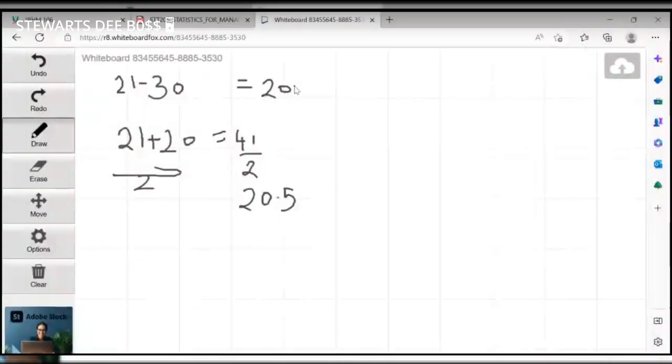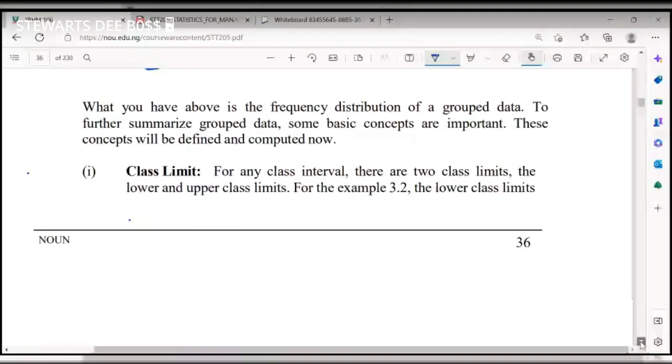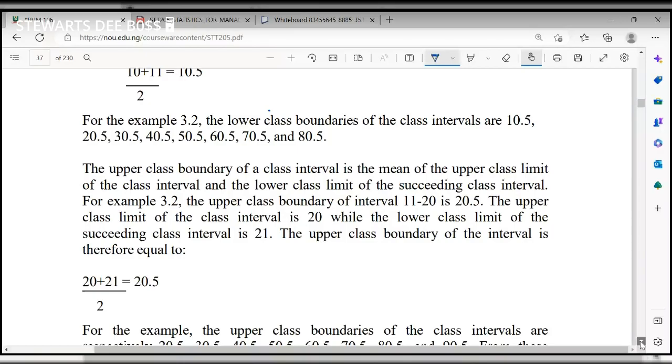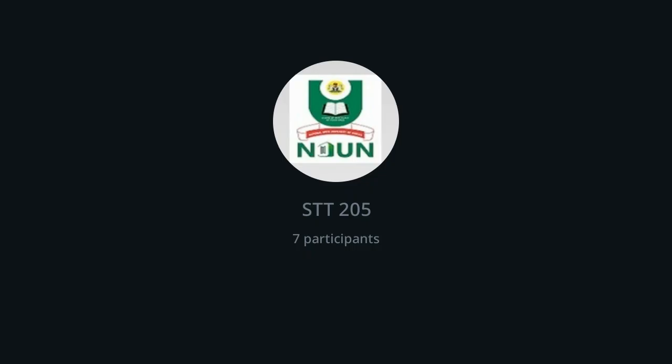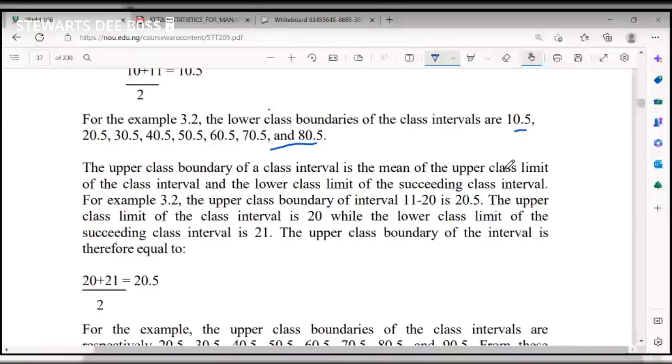So that is how they keep solving for everyone. That is how they got all the figures you see here. The lower class limit plus the upper class limit of the previous interval, divided by 2. That's how you keep doing it.